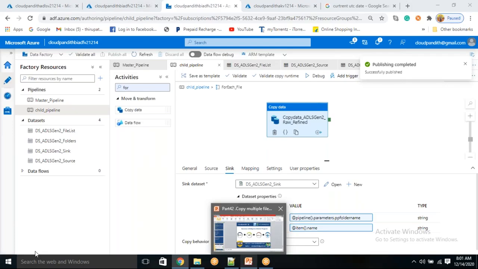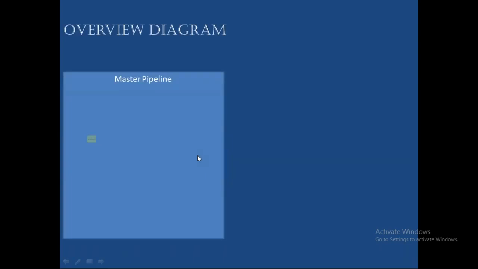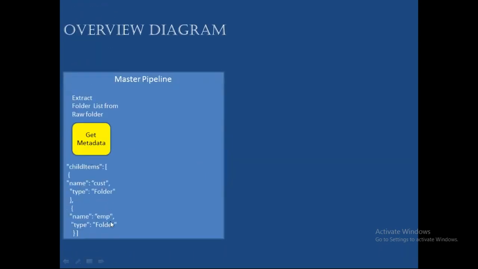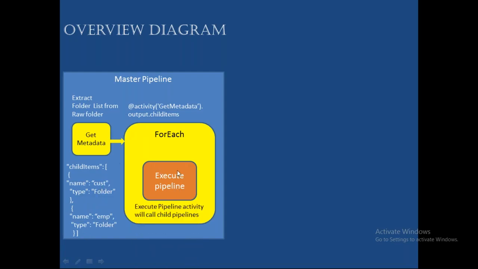slide. So let me explain this slide once again. In this overview diagram, we talked about the master pipeline, which is going to read the folder name. Then it will get the raw folder. Inside the raw folder, it will give the list of all subfolders, and that list I will pass to the for each, using @activity('Get Metadata').output.childItems. All these child items, cust, emp, are the folders. These folders one by one I will pass to the child pipeline.